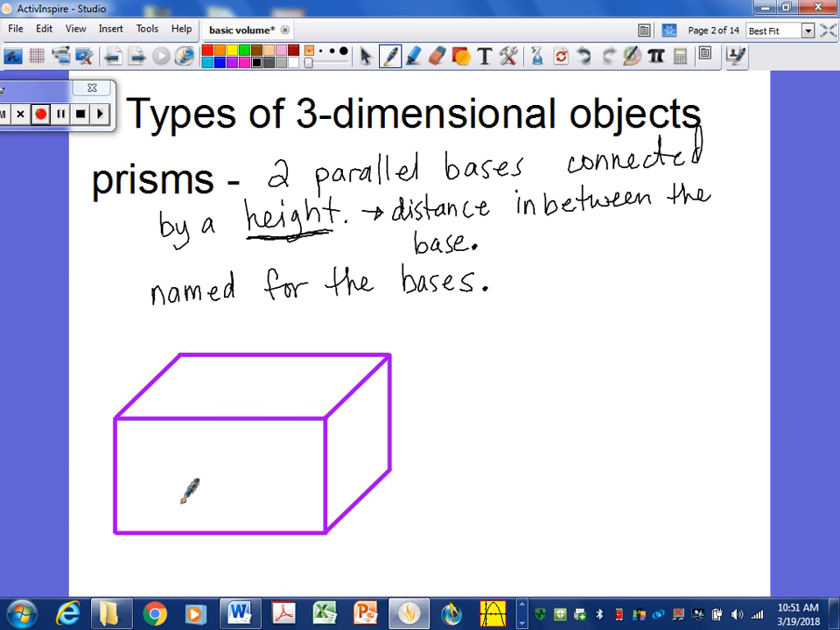So the base is normally the side that faces you. So this might be the base for this, which means the other base would be back here hidden. You can't actually see it in this solid three-dimensional object. But the base would also be back here. So this is a rectangle. This would be the height of your prism, the distance in between your two bases.